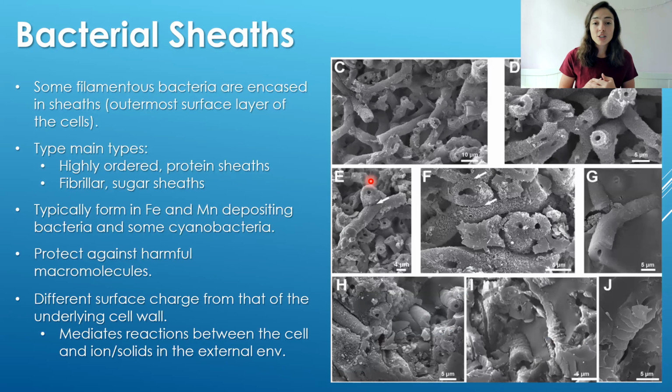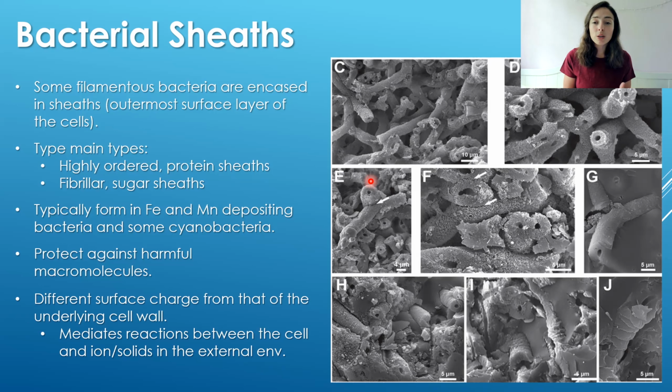Now there's also bacterial sheaths, and these are formed in filamentous bacteria, or filament-shaped bacteria. So long stringy bacteria typically can be encased in what's called a sheath, or an outermost surface layer, that can be one of two types. It can be highly ordered protein sheaths or it can be fibrillar sugar sheaths. And typically all filamentous bacterial sheaths are associated in some way with iron and manganese depositing bacteria. And we've also found some in cyanobacteria.